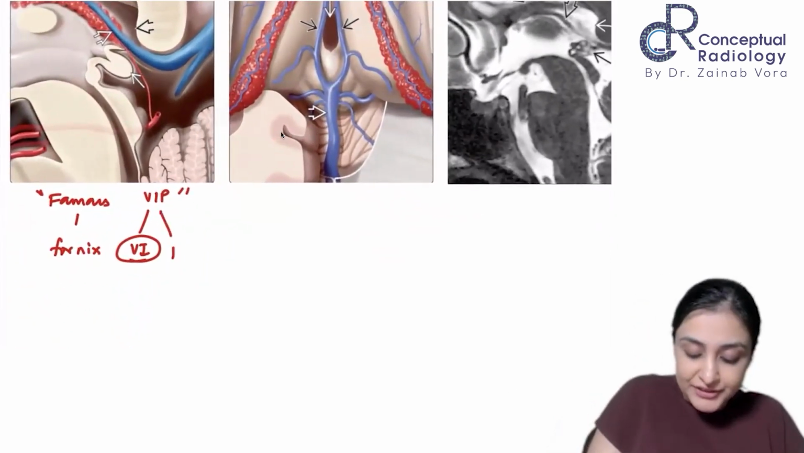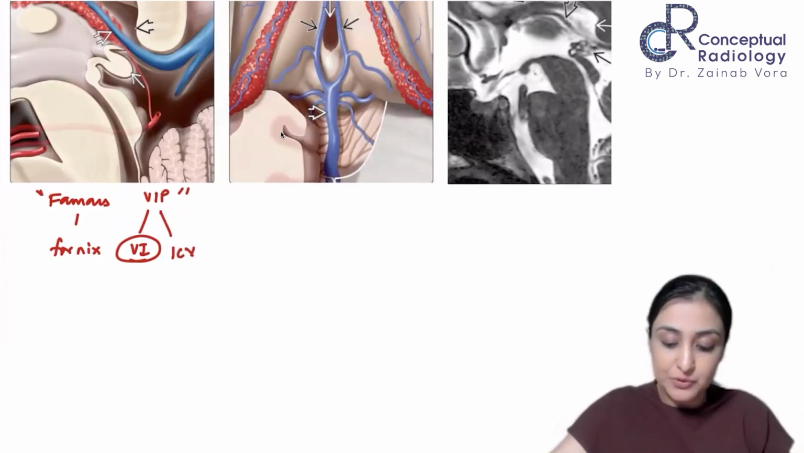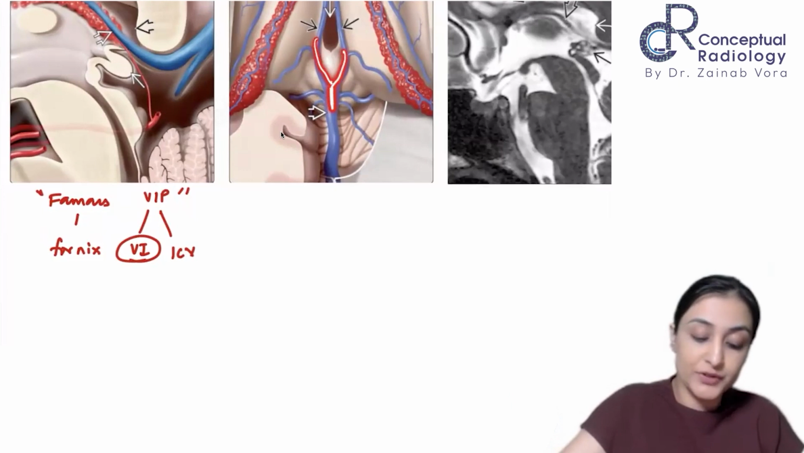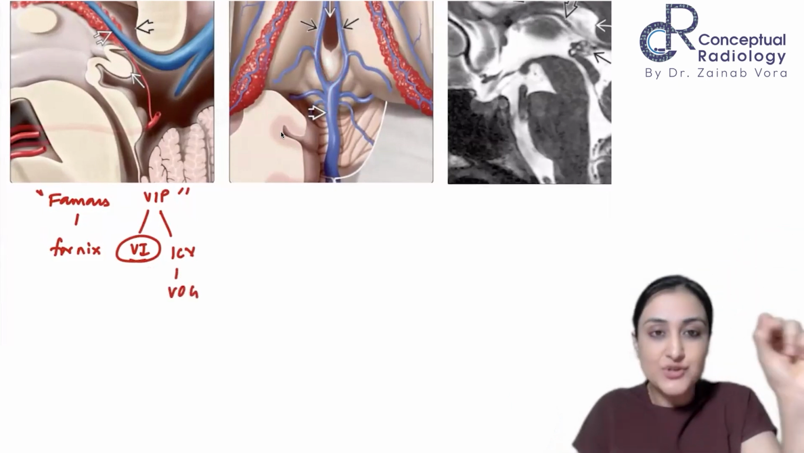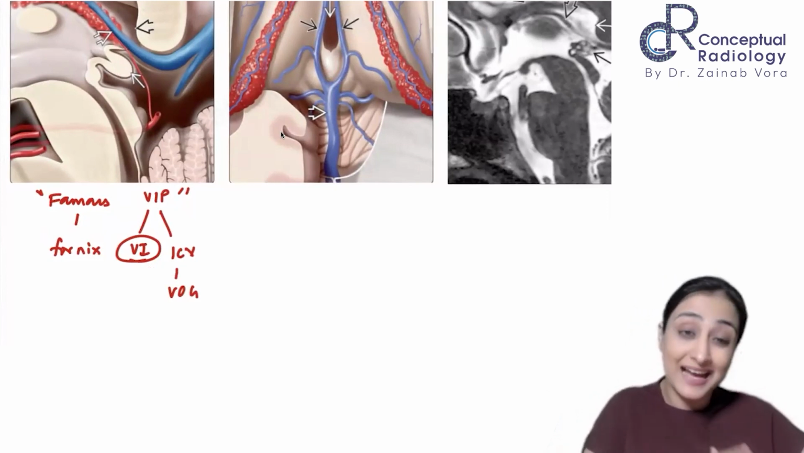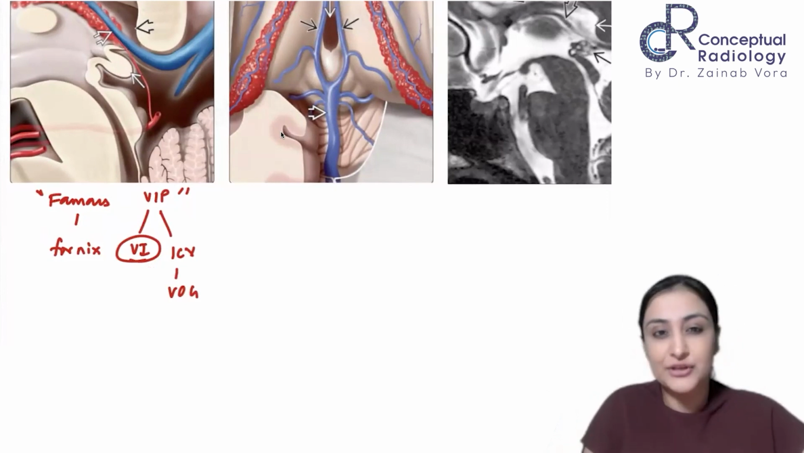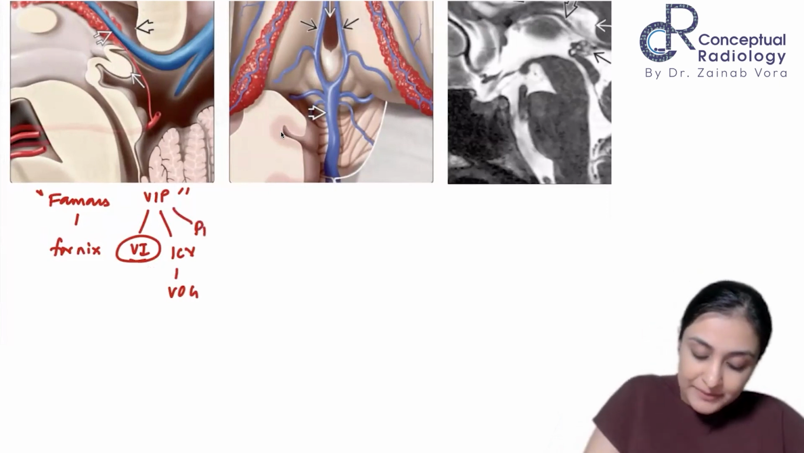Then you have the internal cerebral vein. The two internal cerebral veins are just going to combine to form the vein of Galen. It is at that precise point where they combine to form the vein of Galen that the pineal gland is situated. Sometimes you'll see ICV in the relation, sometimes you'll see vein of Galen, but they actually mean the same thing. And then you have P for pineal gland.